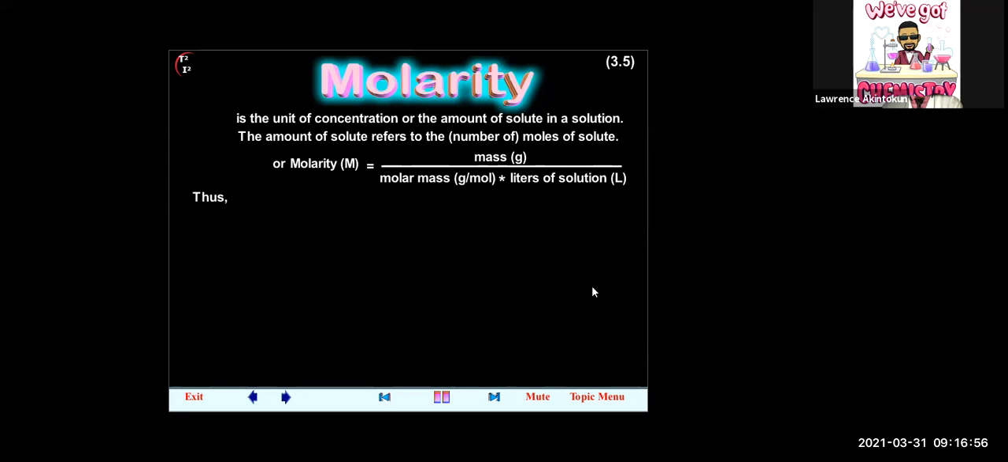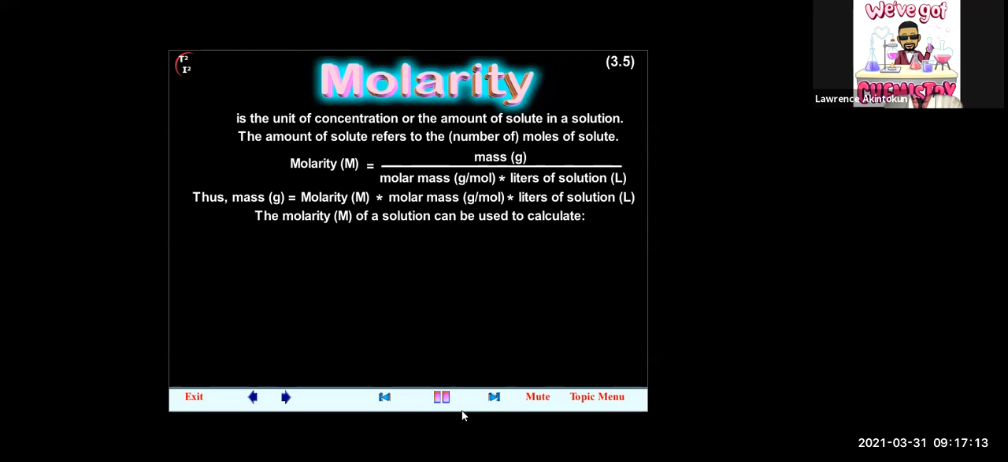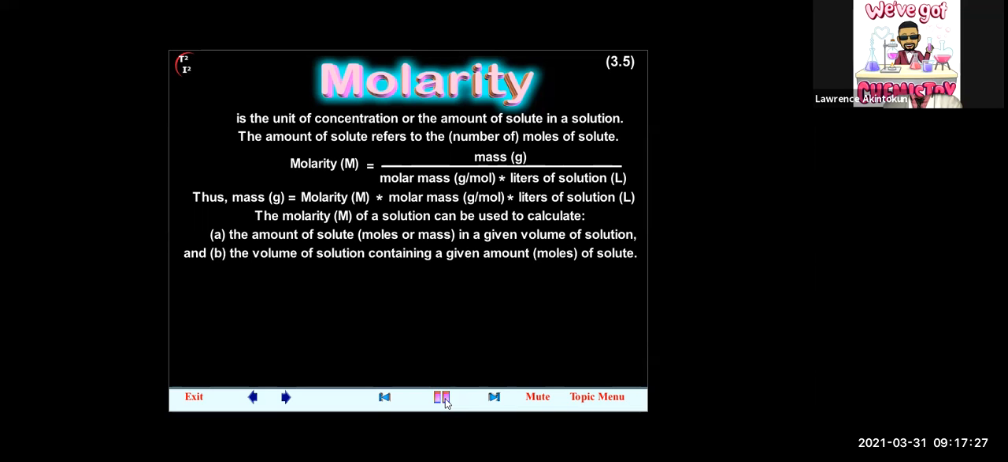solution, L. Thus, mass in grams is equal to molarity, M, times molar mass in grams per mole times liters of solution, L. The molarity, M, of a solution can be used to calculate A, the amount of solute, moles, or mass in a given volume of solution, and B, the volume of solution containing a given amount, moles, of solute.